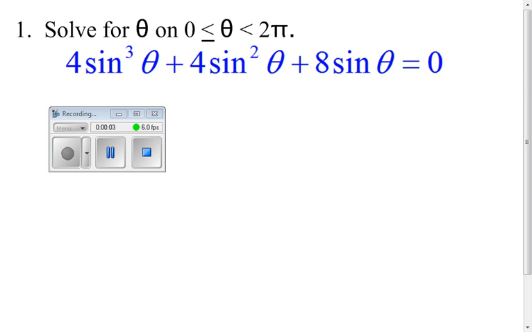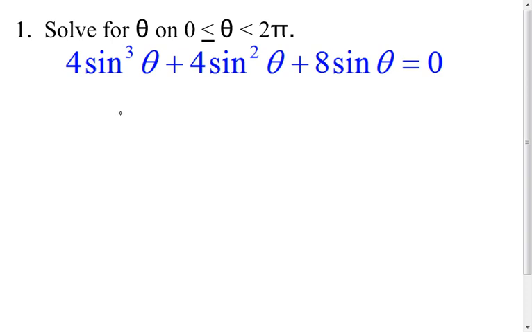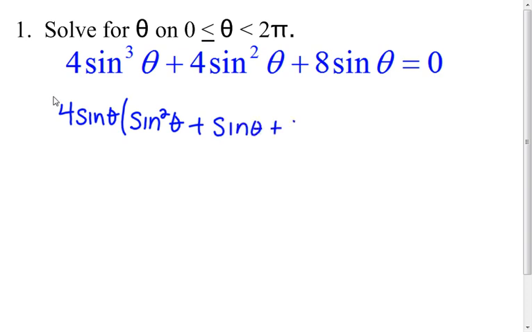Okay, more solving for theta. I know you're probably getting tired of this, but this is our last lesson on this. So here we go. First of all, on this particular one, you can factor out 4 sine. When I do that, I will have sine squared plus sine plus 2.